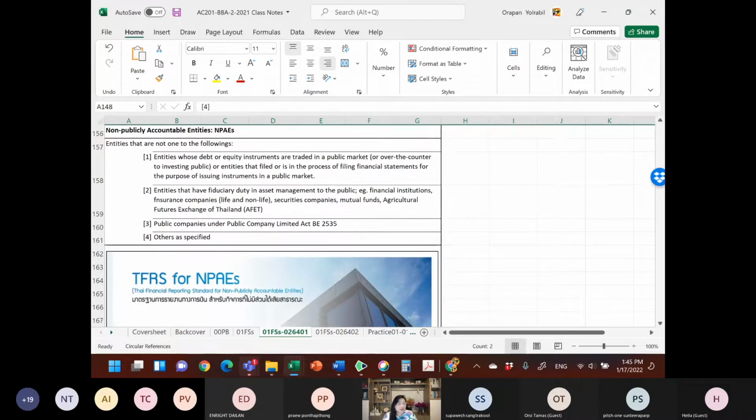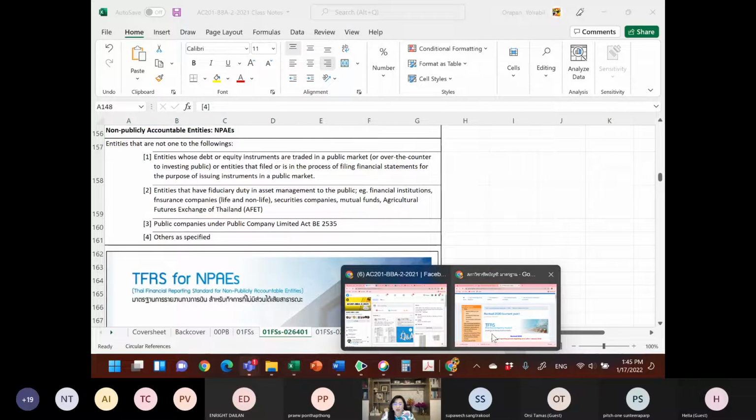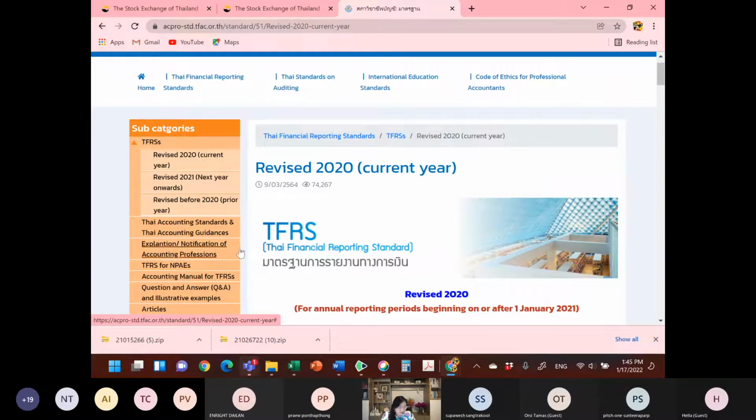The NPAEs are basically the entities that are not PAE. So for the rest of the entities, there are NPAEs, and we have a specific set of standards that govern how the NPAEs prepare their financial reports. This is TFRS for NPAEs. So let's take a look at the NPAEs. Over here, you get to see the TFRS for NPAEs.